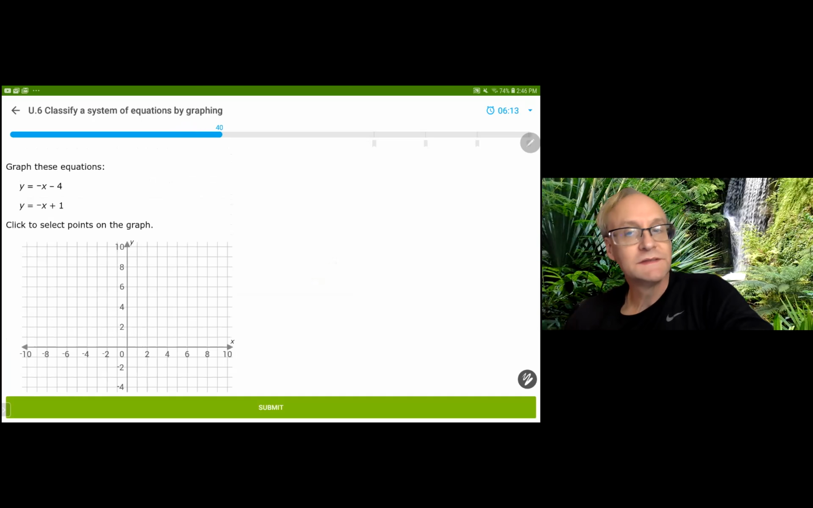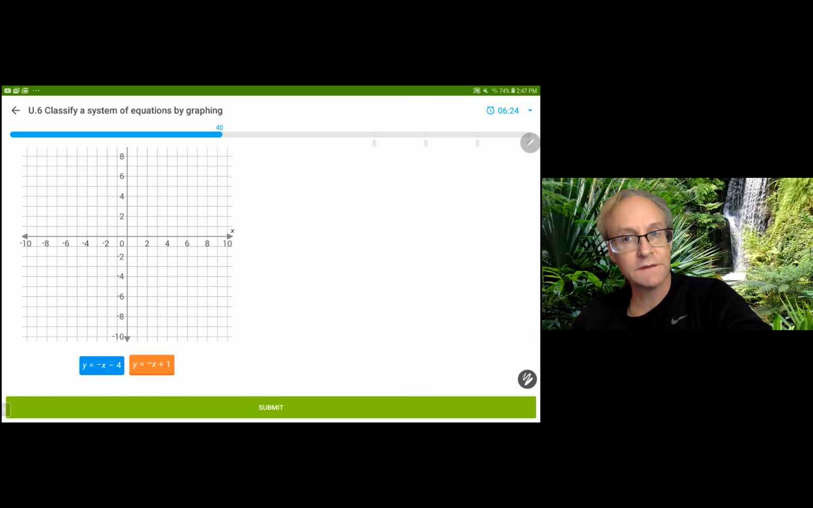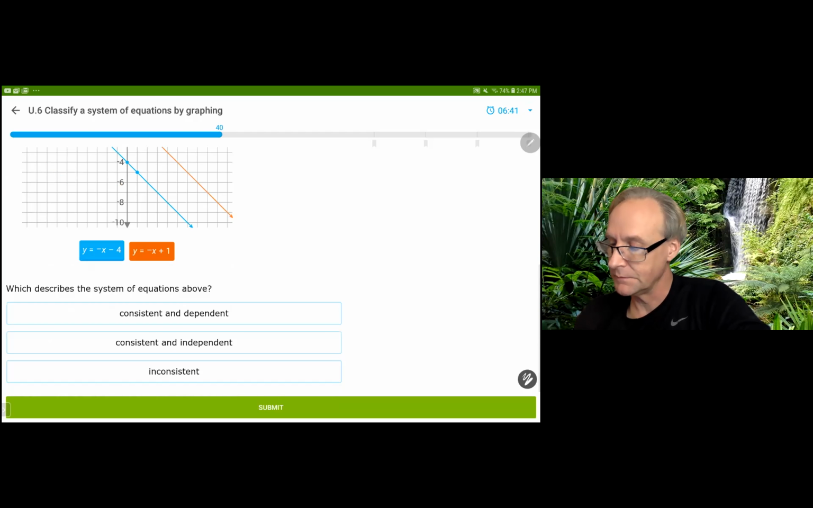All right, same slope, different intercepts. These are parallel lines that don't intersect. They are inconsistent. Consistent and inconsistent mean they have solutions or have no solutions. So the blue one goes through 0, -4, has a slope of -1. The orange equation goes through 0, 1, has a slope of -1, and they are parallel, which makes them inconsistent. No solution.